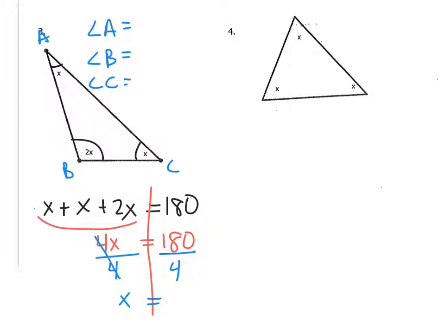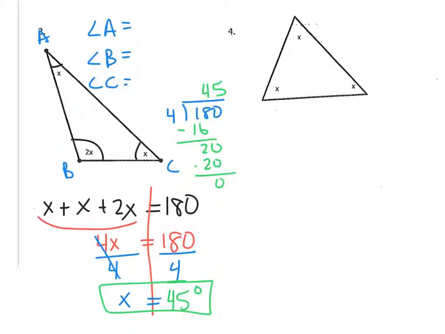If you don't know what that is off the top of your head, you can do long division. So we can do 180 divided by 4. 4 goes into 18 4 times. That's 16. Subtract, we get 2, bring down the 0. 4 goes into 20 5 times. That's 20, and so we're done. So the answer is 45 degrees. That's what x is.